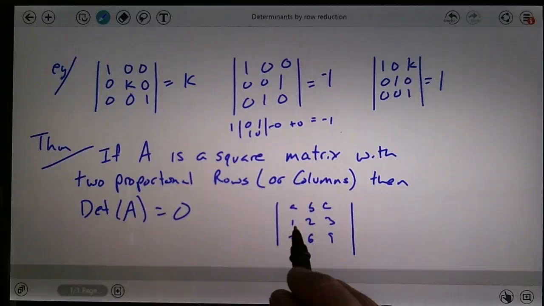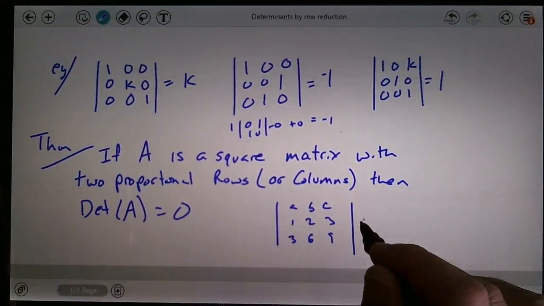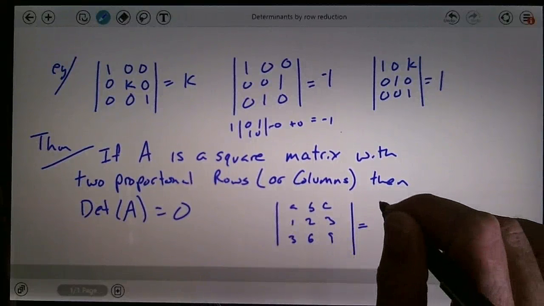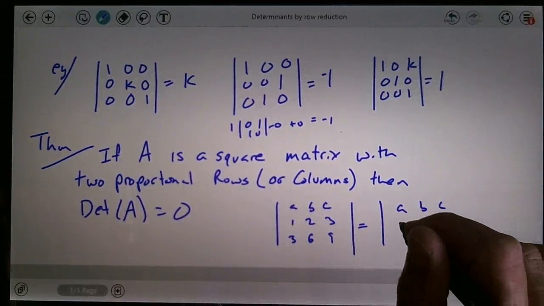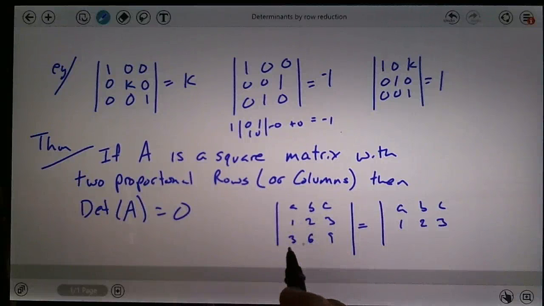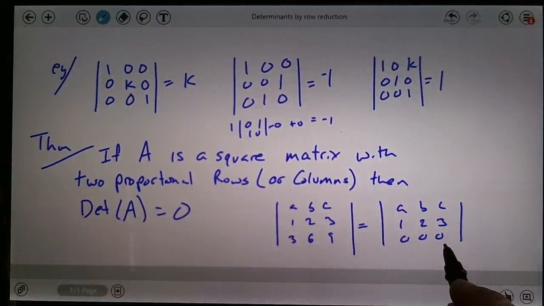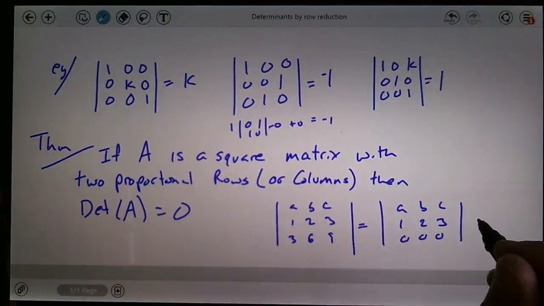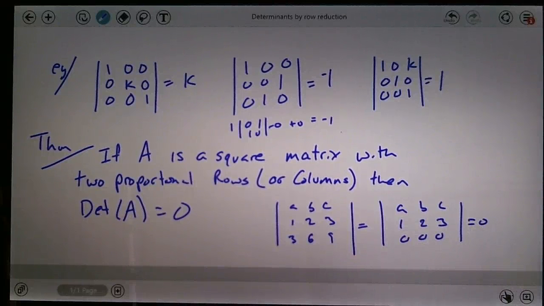So the thing is, if I say that this determinant is equal to this one, A, B, C, 1, 2, 3, and then I'm going to add a multiple of this row onto that row. So I'm going to multiply this by negative 3 and add it onto there. I get 0, 0, 0. And now I've got a determinant of a matrix that's got a row of all zeros, and that's definitely 0. So if ever you have two rows or columns where one is an exact multiple of the other, then the determinant's got to be 0.